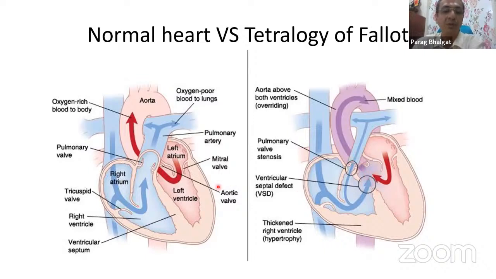What does malalignment mean? In normal VSD, the VSD is like this, so aorta is totally committed to LV. In malalignment, aorta is committed to RV and LV both. You will understand on echo images how malalignment looks. RV hypertrophy. So these are the 4 components of TOF: pulmonary stenosis, RV hypertrophy, VSD, malaligned, subaortic, and overriding of aorta.